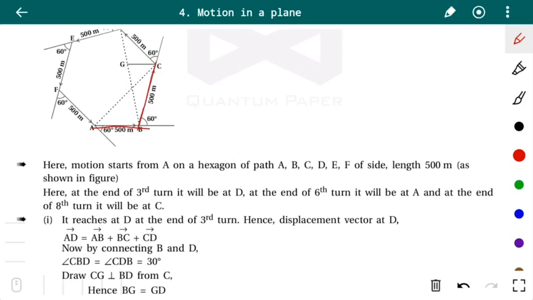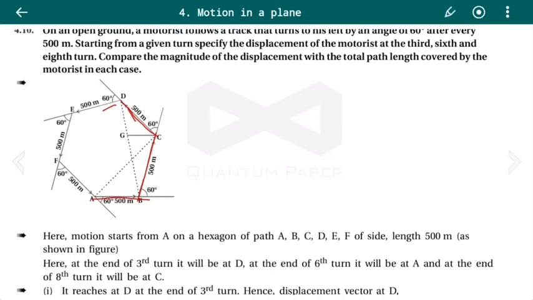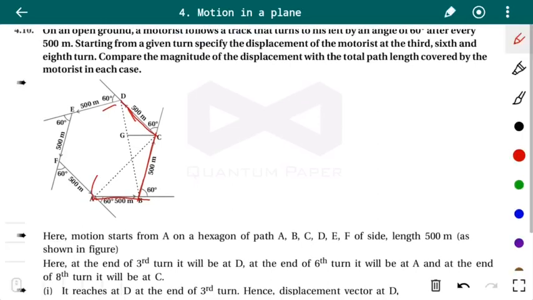again turns left, and from here it turns left. So this is the first, second and third turn at D. So it reaches D at the end of the third turn, hence the displacement vector at D. Here we can see the initial position is A and the final position over here is D. So we need to find this AD vector.